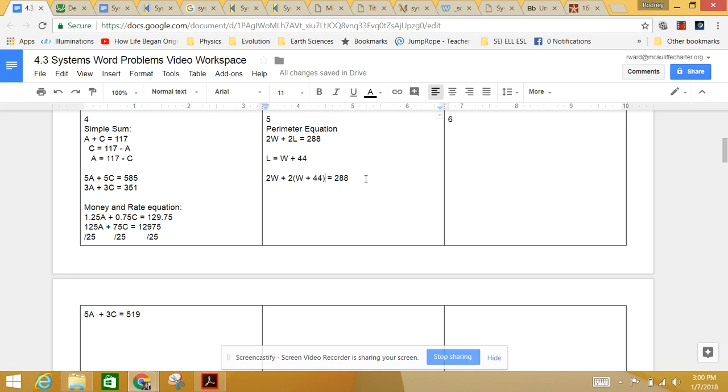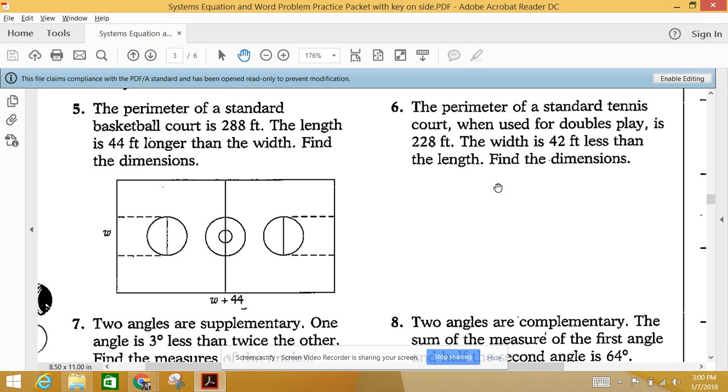I'm going to pause the video, or ask you to pause the video right now, and I'd like you to try number 6, doing the setup on your own. Assuming you have done the setup for number 6 and you're ready to see what I did, here's the problem. The perimeter of a standard tennis court when used for doubles play is 228 feet. The width is 42 less than the length.